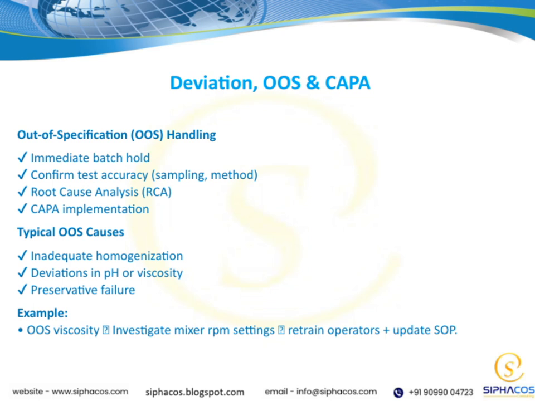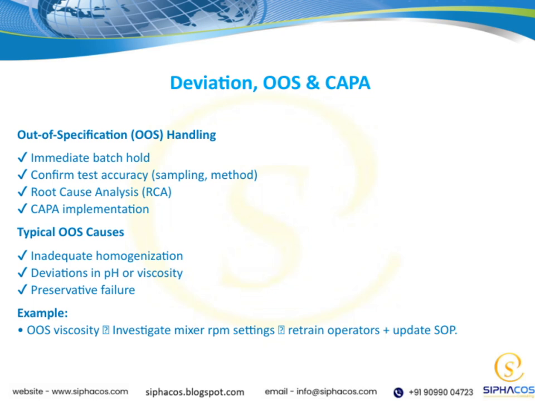Now, let's look at some typical causes of OOS results. Common issues include inadequate homogenization, which means the sample wasn't mixed properly. Deviations in pH or viscosity can also lead to OOS outcomes, as these parameters are critical to product quality. Additionally, preservative failure might be a culprit, indicating that the preservative didn't perform as expected.